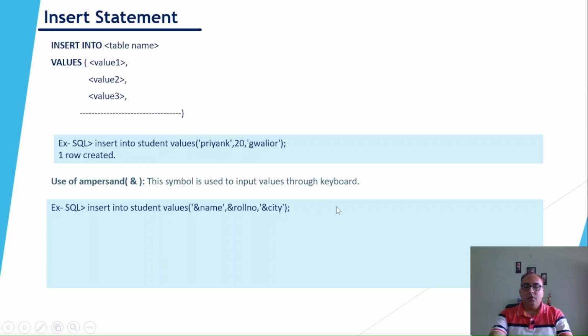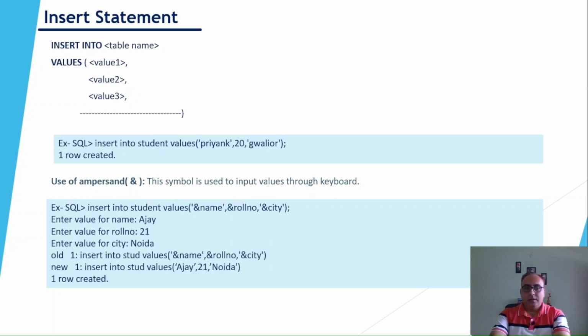Once you execute this statement, the system will ask for a value for name. Then you will have to specify the value, then again the roll number, then again the city. Okay, so it will create one row. Just to summarize, if you want to take input from the user, you can use ampersand. This basically works with SQL Plus, so in order to test the same, you will have to execute this query in SQL Plus.